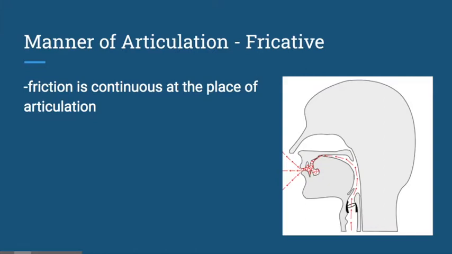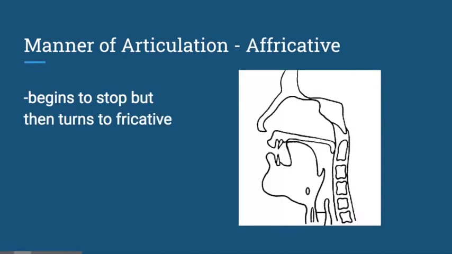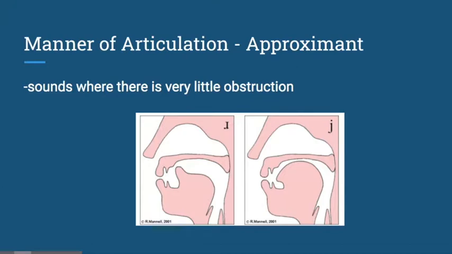Fricative. Friction is continuous at the place of articulation. Affricative. It begins to stop but then turns to fricative. And approximant. Sounds where there is very little obstruction.